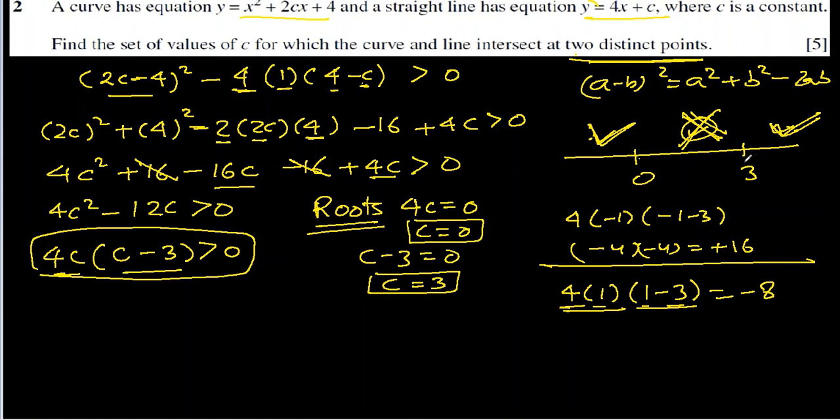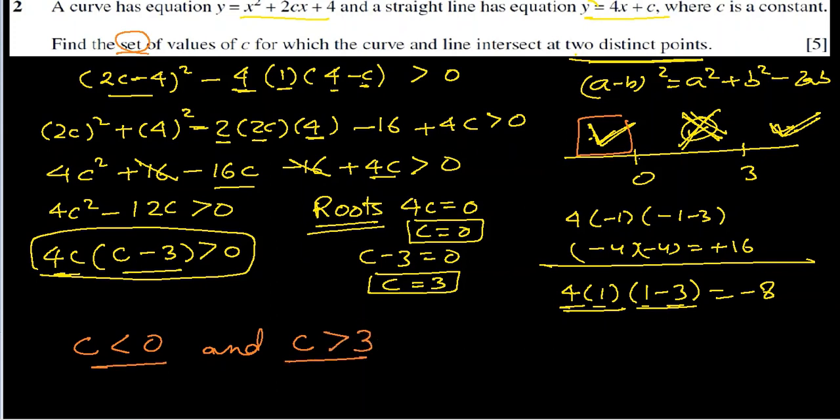So choose any number of your choice more than 3 and surely it is going to give you a positive number which is greater than 0. So our solutions for this particular inequality, they said find the set of values for C for which the curve and the lines intersect at two distinct points. But those sets are, first one is this one, that C is less than 0. There's no equal sign here, right? So I will not write an equal sign. And the second set is C is greater than 3. These are the two answers.